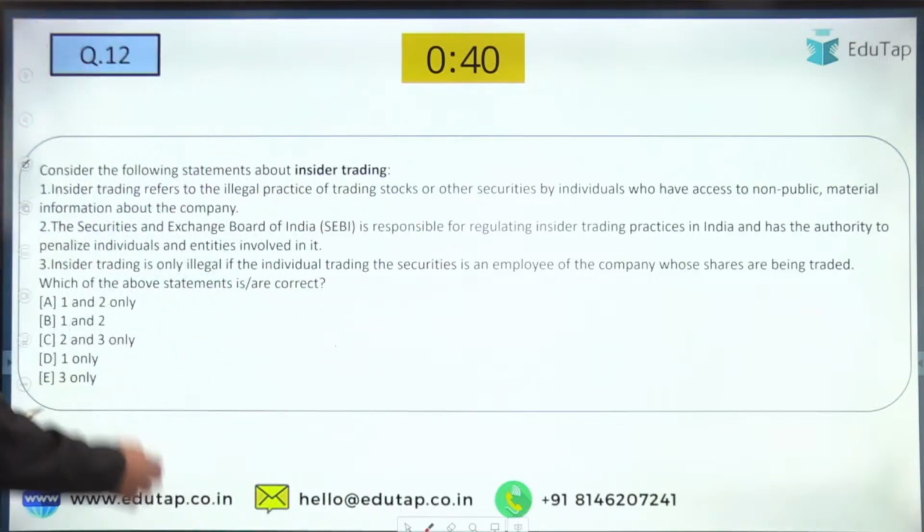So this is about insider trading. Insider trading refers to the illegal practice of trading stocks or other securities by individuals who have access to non-public information about the company. Then SEBI is responsible for regulating it, which is the second option, and it can penalize individuals and entities involved in it. Then insider trading is only illegal if the individual trading the securities is an employee of the company whose shares are being traded. So tell me your answers. What is going to be the answer to this question? Question number 12. Take your time, read it and answer it.